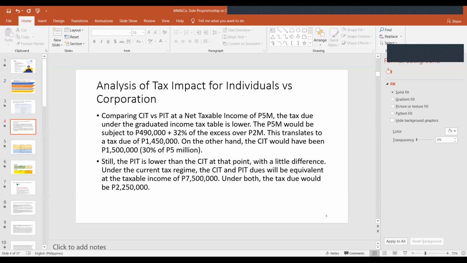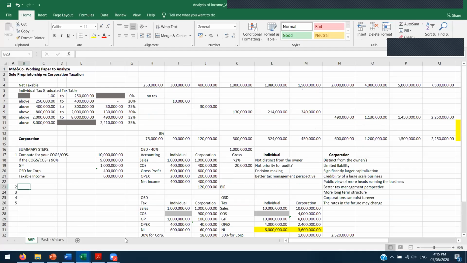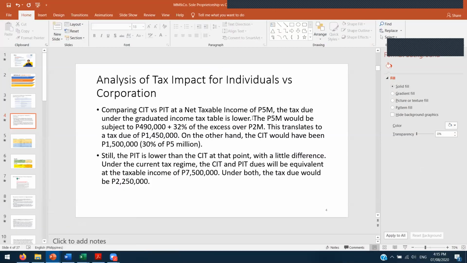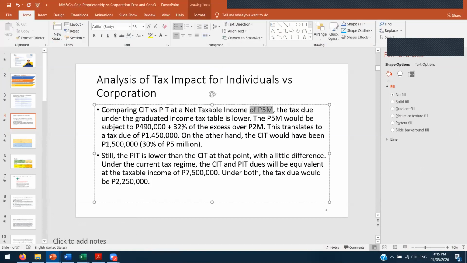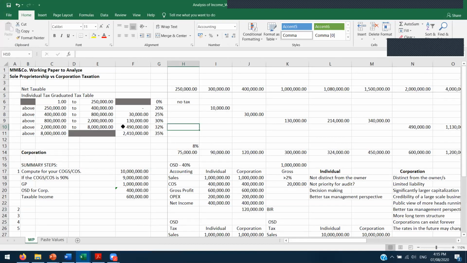Let me show you first, let me share with you this also. Okay, I'll share you some more of my screens. So just for us to be able to follow, what we can show here is at the level of net taxable income. So ito na po yung kinita, 5 million. So titignan po natin dito sa Excel file na to. I hope you're able to see this.